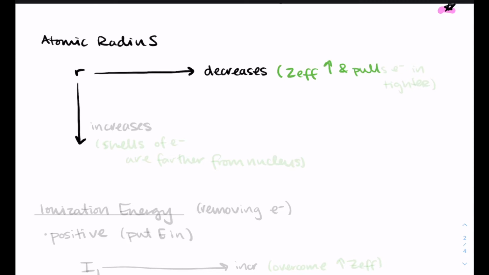However, when you are in a row, so going across a row, the N doesn't change, but the effective nuclear charge increases. So that's because that effective nuclear charge is between negatively charged electrons and a positively charged nucleus, that's going to pull the electrons in tighter. It's an attractive force. So the atoms get smaller. The radius decreases as you go from left to right across the periodic table.